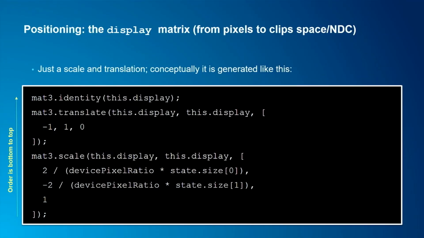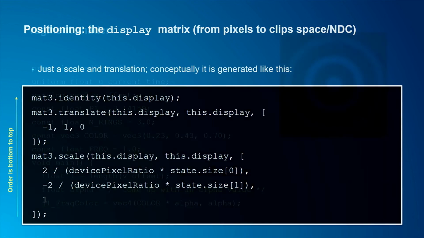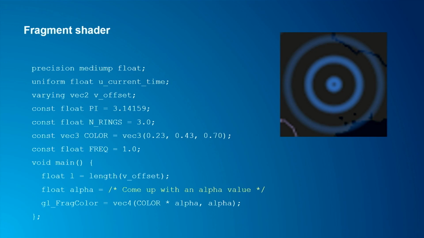We did our computation in pixels, but the vertex shader needs to output in clip space, and to do this there is one final matrix transform, which is UDisplay, and this is just a scale and a translation equivalent to an orthographic camera. It's just scale and translation. So we made it to the fragment shading part.